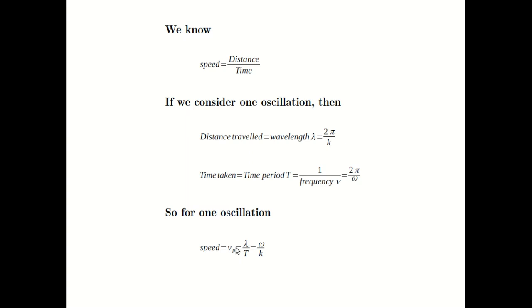Thus, if we know the expression of a wave, then we can obtain the phase velocity just by substituting the value of angular frequency divided by propagation constant. So this is one way by which we can obtain the mathematical expression of phase velocity.